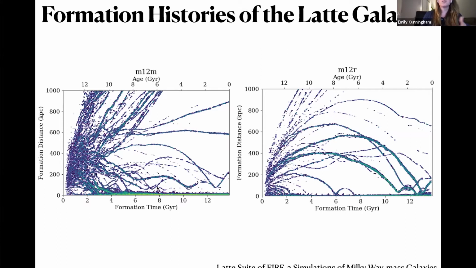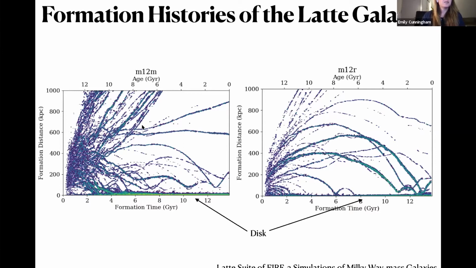So I'm showing you one simulation on the left, another simulation on the right, as a function of formation distance. Here you see these bright streaks on the bottom of the panels in this figure. These are stars that are forming in the disks of these simulations. They have low formation distance because they're forming in the inner regions, near to the disk of the galaxy, in the disk of the galaxy.